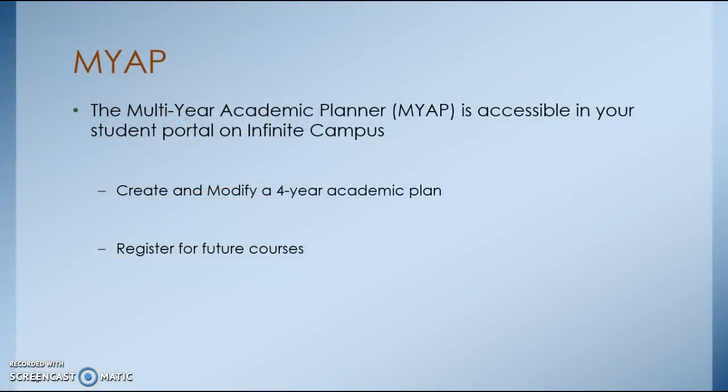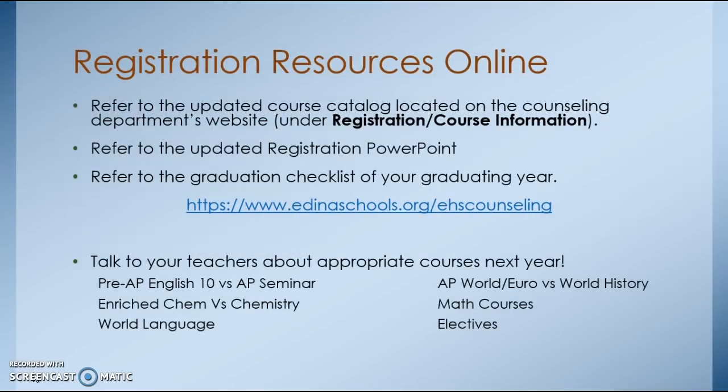The Multi-Year Academic Planner, MYAP, is accessible on your student portal through Infinite Campus. You'll be able to go in and create an academic plan for your high school career. Registration for 10th grade will be pulled from what you enter in your plan. Next year, you will have time to edit your 11th and 12th grade courses in your academic plan before registration occurs.